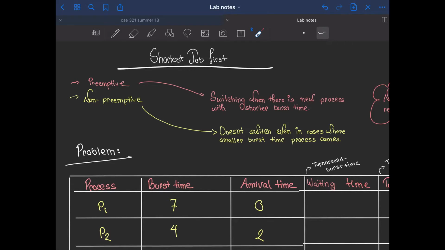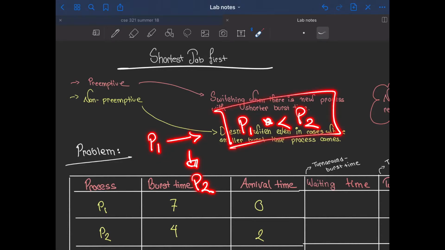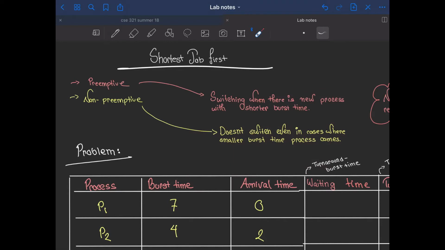Preemptive is basically, let's say a process P1 is working, and suddenly we have another process with a smaller burst time, let's say P2 comes into the RAM, and there would be a context switch. So there would be a comparison first. If P1 is smaller than P2, then P1 would do its work. However, if P2 is smaller than P1, then there would be a context switch, because P2 has a smaller burst time, so the CPU would prefer P2 first.